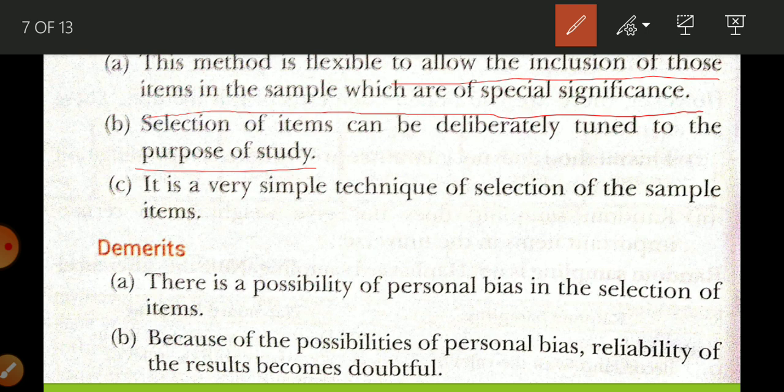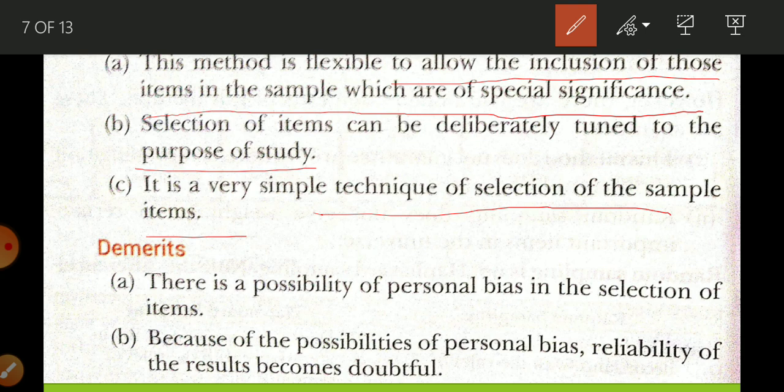Okay, if we select those students who are not good in it, then obviously we are not going to get any prize, or obtain any rank in the competition. It is a very simple technique of selecting the sample item. Why is it very easy? Because there is no procedure or anything. It depends upon the investigator whom he is going to select. So in this way it is a very simple method.